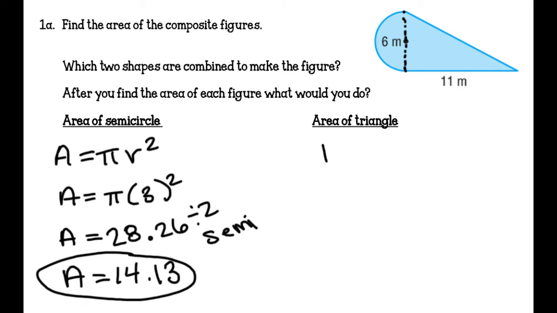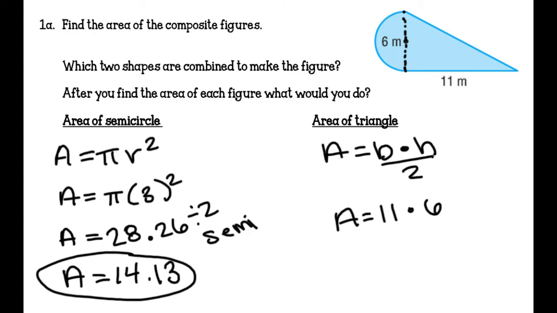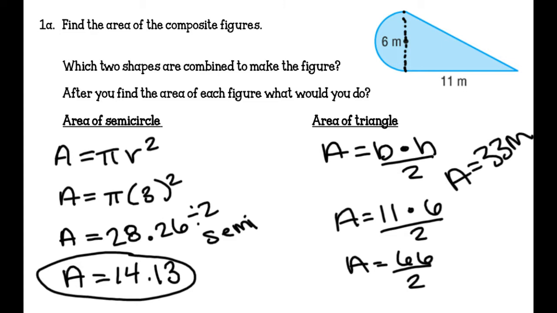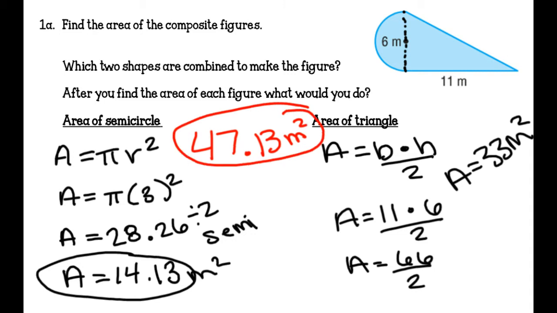Area of the triangle is A equals base times height, divide by 2. You have area equals 11 times 6, divide by 2. Area equals 66, divide by 2. So the area of the triangle is A equals 33 meters squared. Then I add them together, and I get the area of this figure, which is 47.13 meters squared. Circle it, and that's my answer.